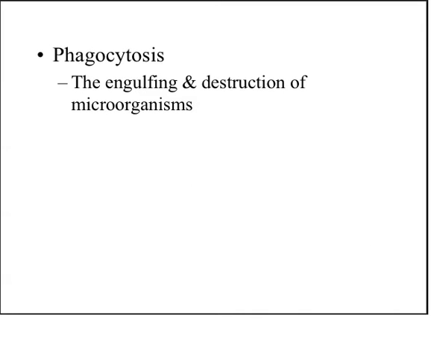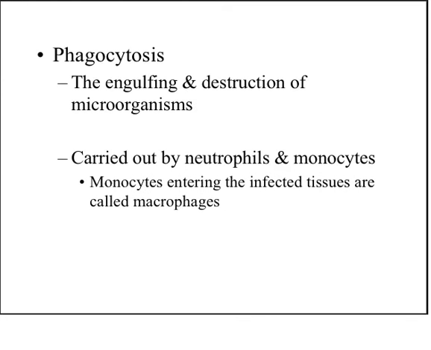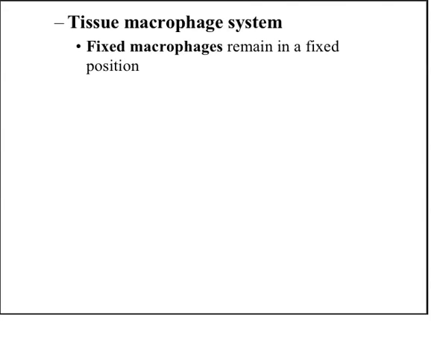Phagocytosis is simply the act of engulfing and destroying microorganisms. Neutrophils and monocytes carry this out, as well as dendritic cells and macrophages and Kupffer cells. Monocytes entering the infected tissue become macrophages. They differentiate, and again, the purpose of this activity is not only to kill the pathogen, but also to present portions of the pathogen as antigens to warn our specific or adaptive immunity that we have a pathogen in the deeper tissues.